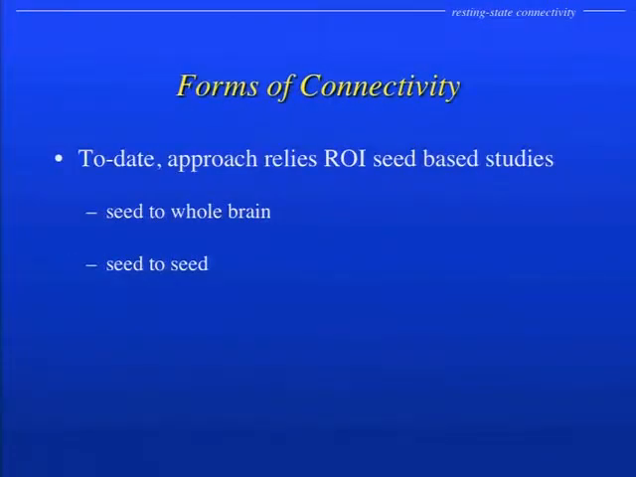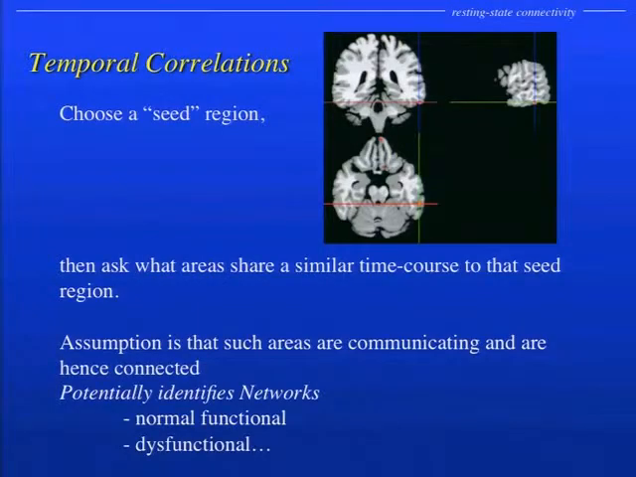If we talk about the methodology, to date most of the approaches have relied on ROI seed-based studies, including the work of Hampson and Biswell and all these other studies so far. And we can do this in two ways. We can take a seed region, a region that we're interested in, and correlate that with every voxel on the whole brain. Or we can do seed to seed, so we can come up with a map of seed regions and correlate that.